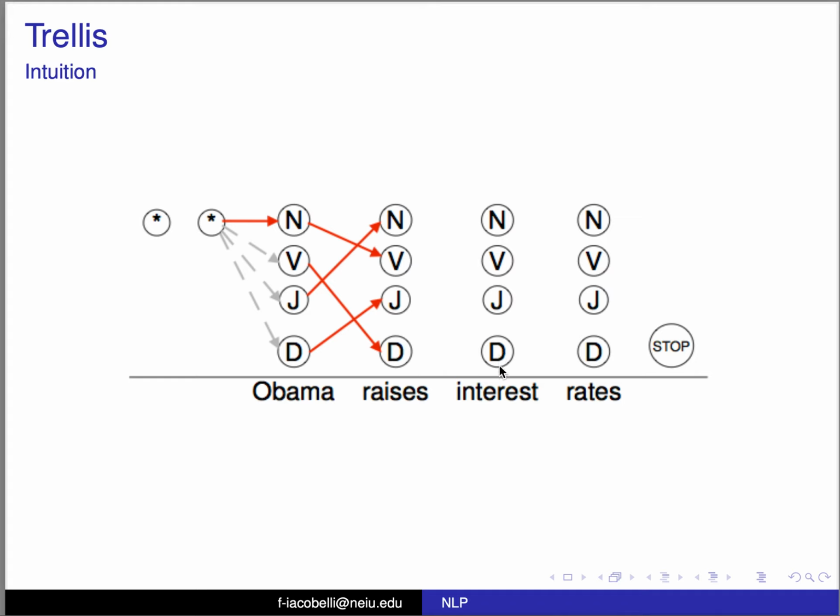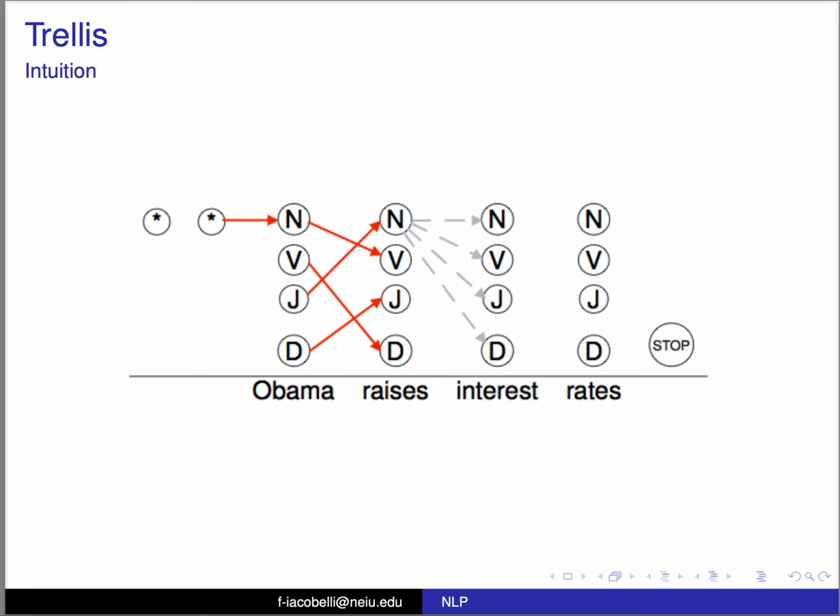Now I'm going to go into interest rates, and I'm going to look at all the nouns, the probability of a noun following a noun and an adjective, right? So now I'm just going to use the most likely. What's the probability of noun given noun and adjective? What's the probability of noun given verb and noun? What's the probability of noun given adjective and determiner? What's the probability of noun given determiner and verb, right? So I'm going to look at that, and I'm going to mark the most likely. So for noun, for verb, for J, and for D, right?